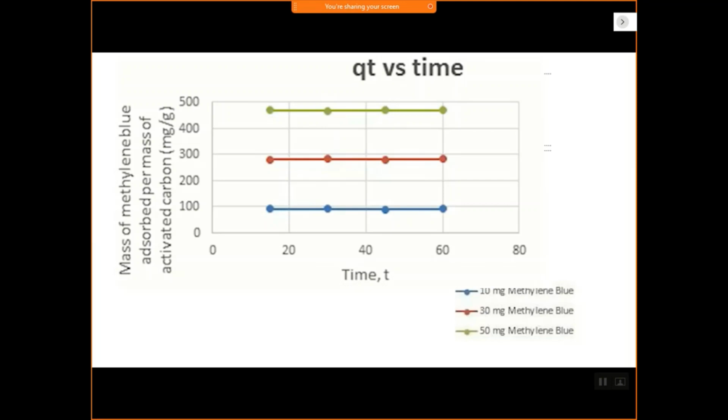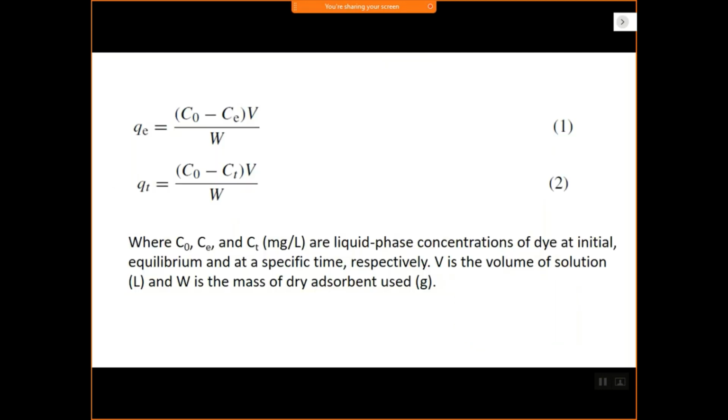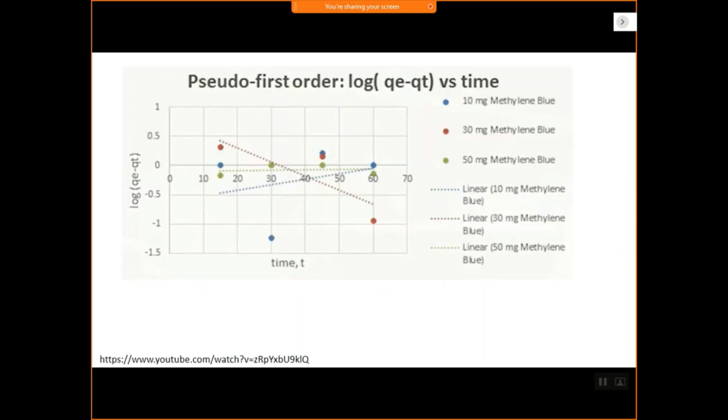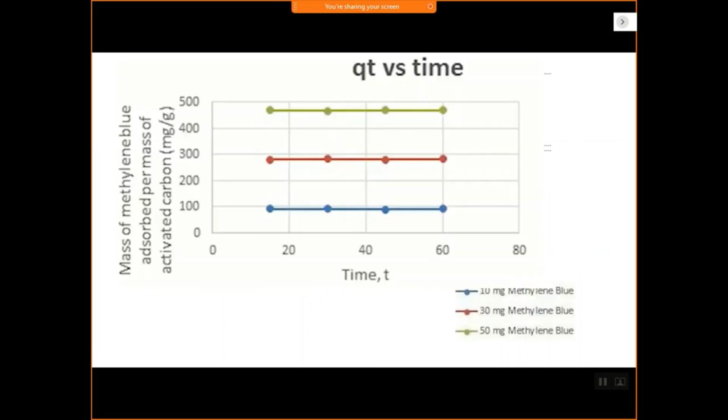Okay. And then with the red, at about 30 minutes, they had about 290, and then with the green, 50 milligrams of methylene blue initial concentration, they had about 450. All right. So these are some equations that you need to know for these next graphs that they've got here.